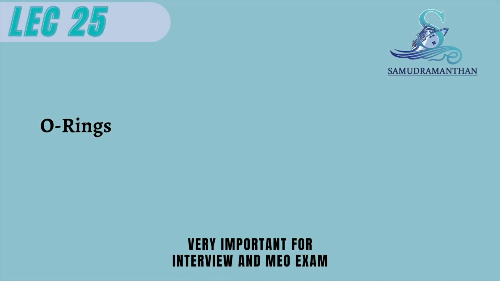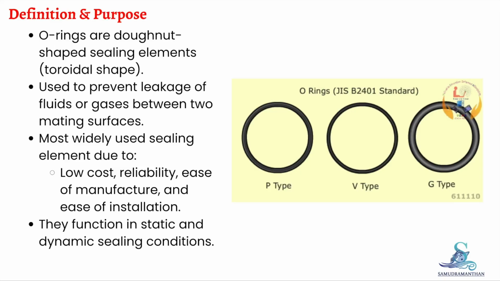Welcome, students. In this session, we will begin with one of the most widely used sealing elements in engineering, the O-ring. O-rings are donut-shaped, also called toroidal sealing elements. Their main purpose is to prevent the leakage of fluids or gases between two mating surfaces. They are extremely popular because they provide low-cost sealing, they are reliable, easy to manufacture, and easy to install. Most importantly, they can work in both static conditions, where there is no movement, and in dynamic conditions, where motion such as rotation or reciprocation is present.